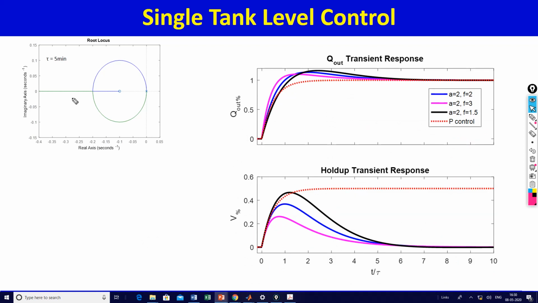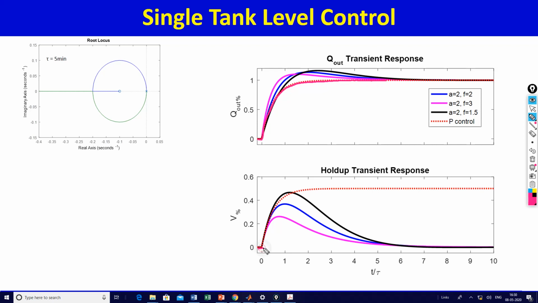So you can see that if you have a P only controller, you get those red dotted curves. So the Q out varies as a smooth exponential. If Q in is varied by 1%, Q out rises exponentially to 1%. That's a nice smooth rise to 1%.